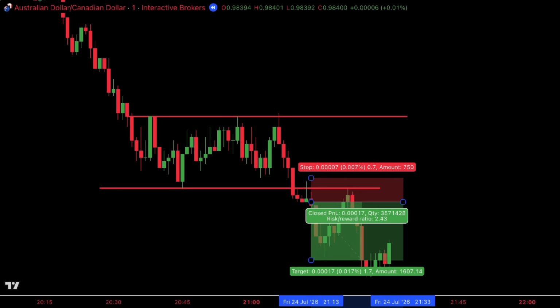I hope you now have a clear understanding of how the momentum retest strategy works and how to apply it in different market conditions.